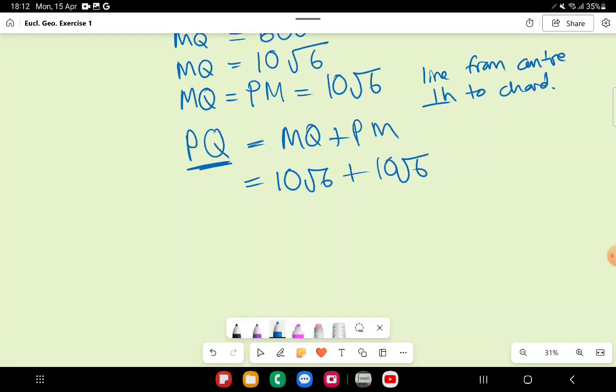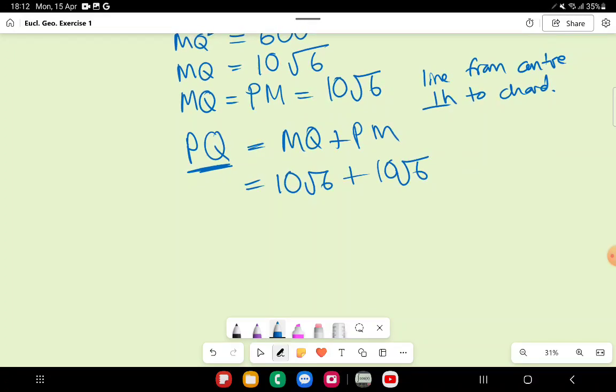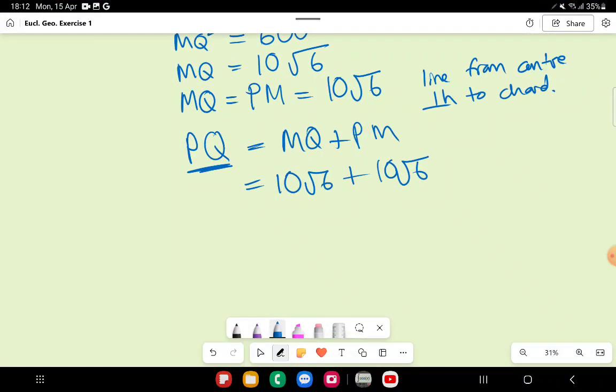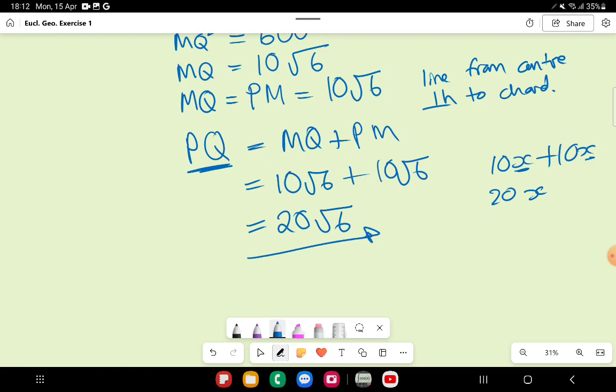Now what happens when we add surds? Very good question. So on our calculator, you can input 10 square root 6 plus 10 square root 6. Oh, what happened here? Everything's under the square root, so be careful. Go out, plus 10 square root 6. And your answer is 20 square root 6. So this is the same as saying 10x plus 10x. The x's remain as just x, and you end up with 20x. So your answer here is going to be 20 square root 6 for PQ.